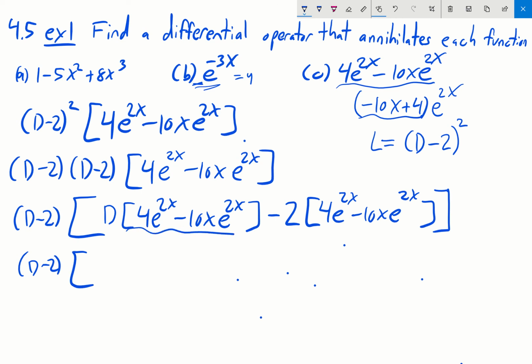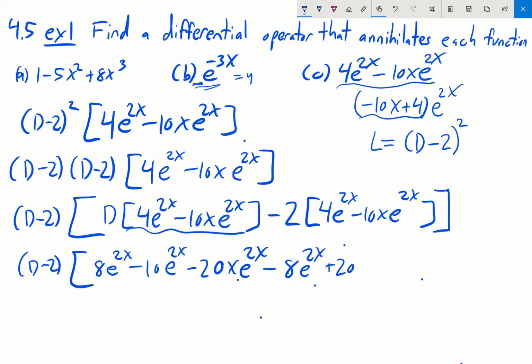If I take the derivative of this expression, we're going to get 8e^(2x) for the first part. This is going to be a product rule. We have -10e^(2x), and then this will become a -20xe^(2x). Distributing here will give us a -8e^(2x) plus 20xe^(2x).